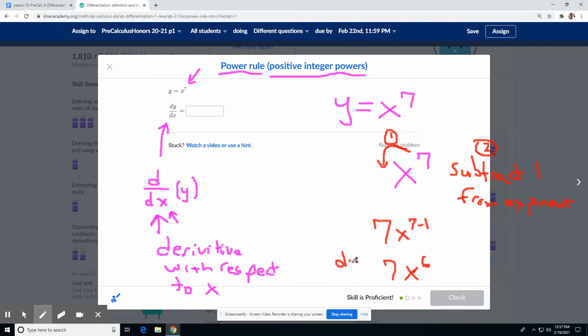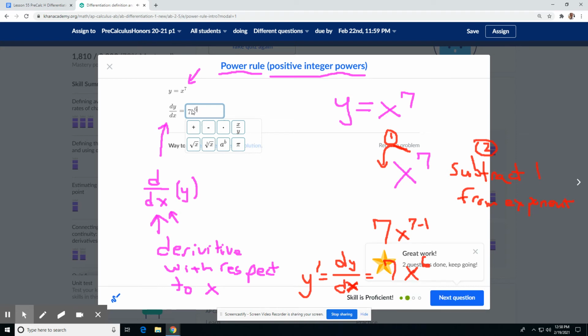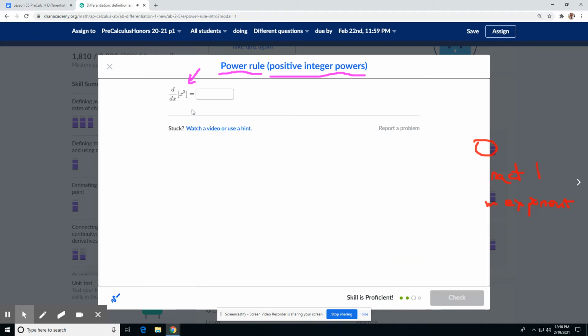So then we would just say dy dx is equal to this. It's also nice to note and start getting used to it, that prime means the same thing. This is a better form because it tells you what variable we are respecting, but most often we are respecting x. And so that would be our derivative symbol here, the prime. Okay, let's see how we did. 7x to the 6th. Great work. Got it.